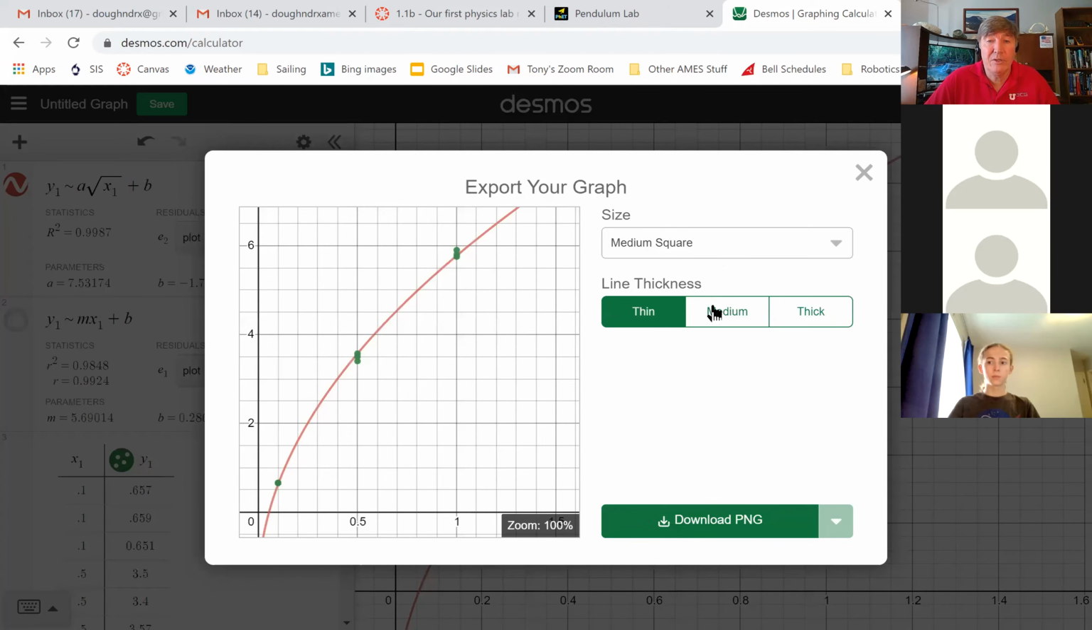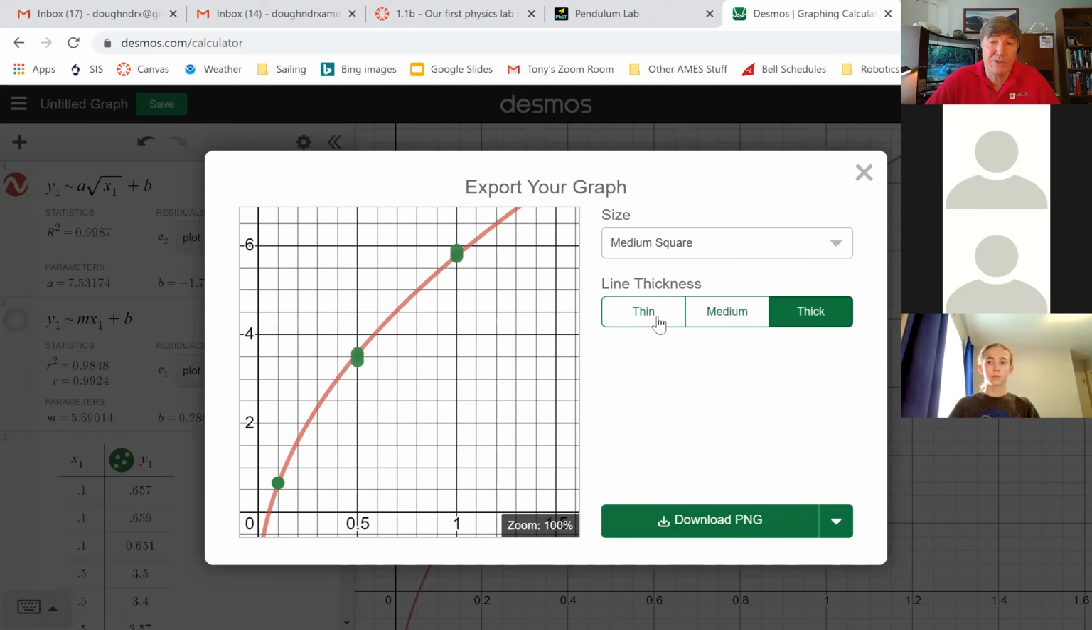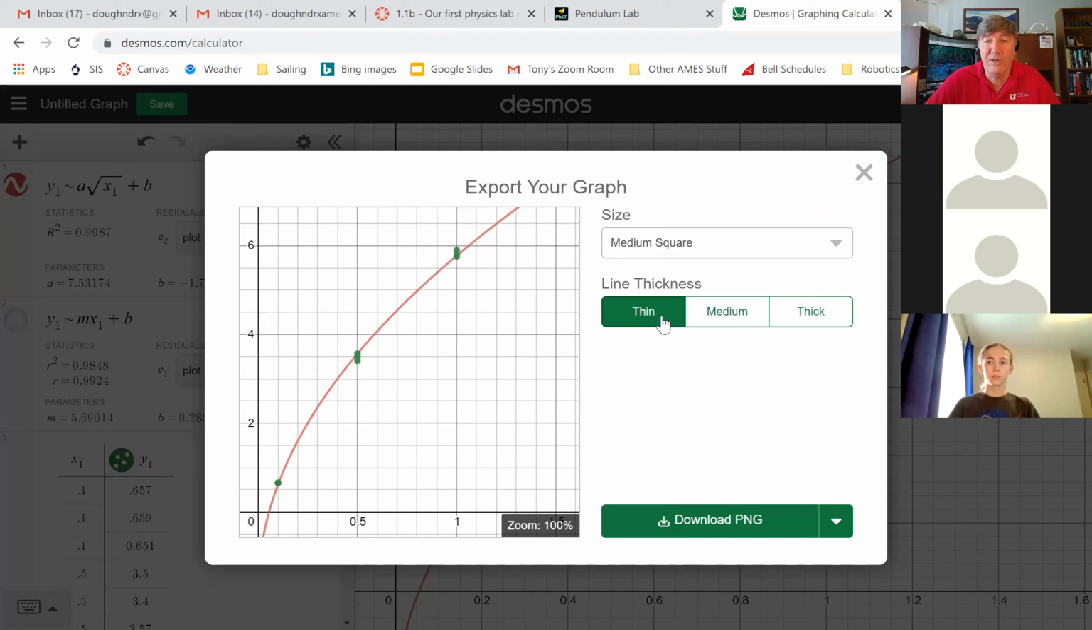You can do it with a thin line, a medium line, or a thick line. I don't care which one. Personally, I like thin myself, but hey, whatever you want. And then you can download it as a PNG file. Now, they do have a beta here where you could download it as an SVG file, but that's only in beta, and I don't like it anyway. I like PNG files. Therefore, please download it as a PNG file.